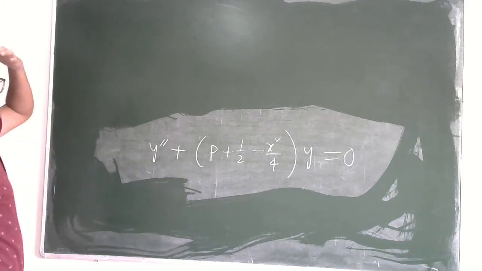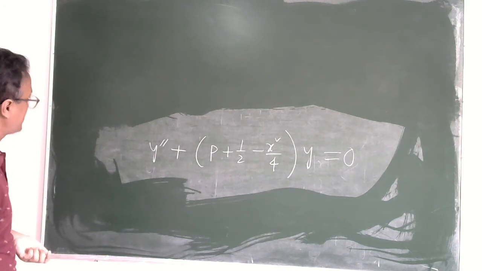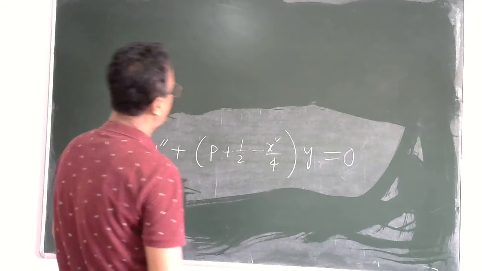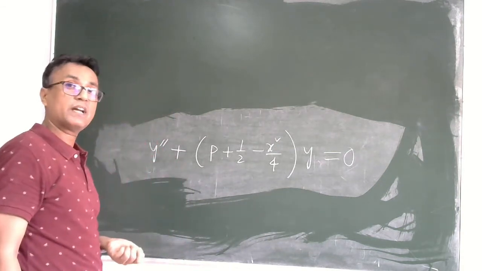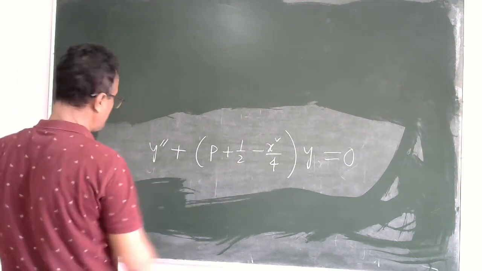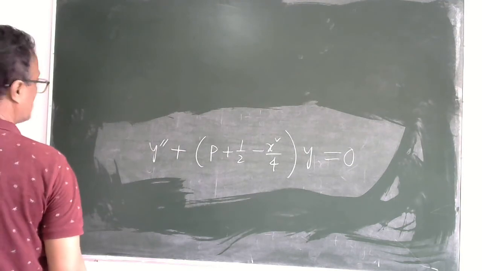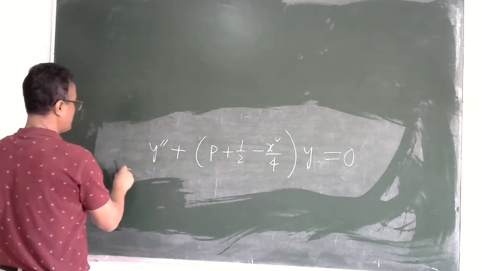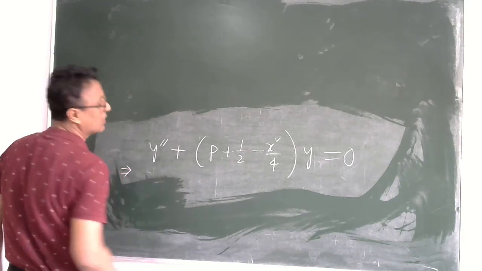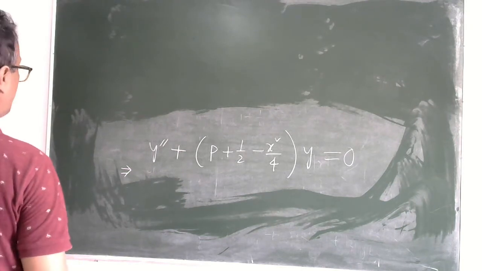Okay, so now if I substitute y equal to that infinite series a_n x to the power n, then what is this going to give me? See, now because you are experienced, I am going to do it directly. So I am directly going to substitute it. Okay, let me wait for some time till it dries up.